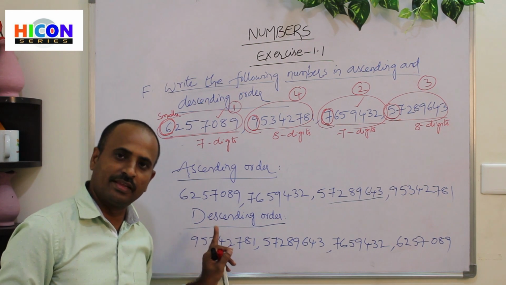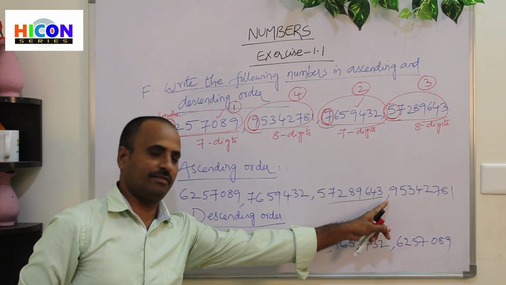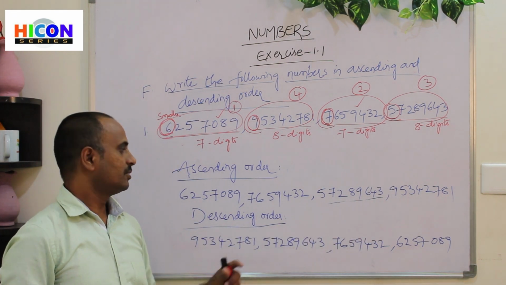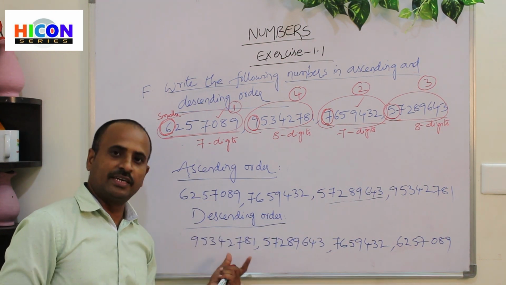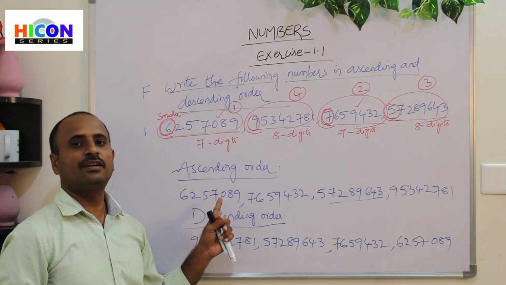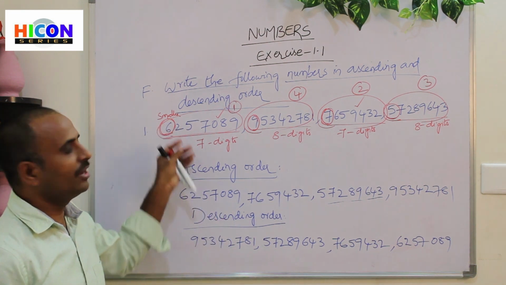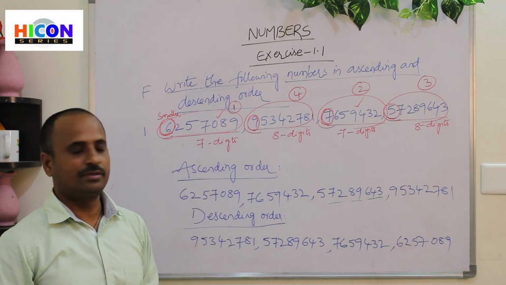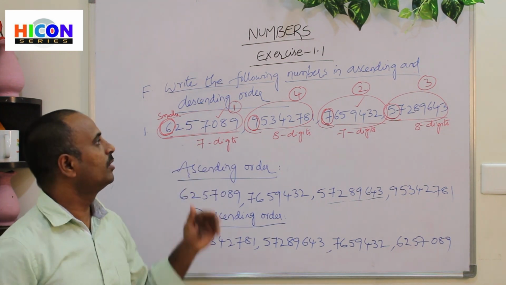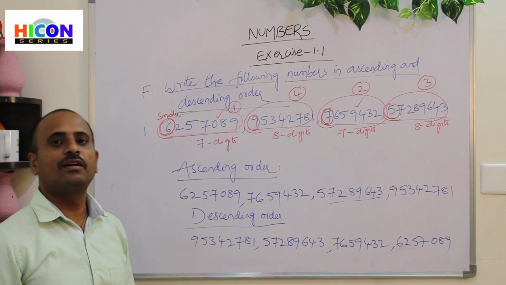We can simply obtain the descending order just by reversing the ascending order. If we reverse the ascending order, we will get the descending order. If you reverse the descending order, we will get the ascending order. So children, this is how to write the ascending and descending order for the given numbers. Let us practice one more problem.